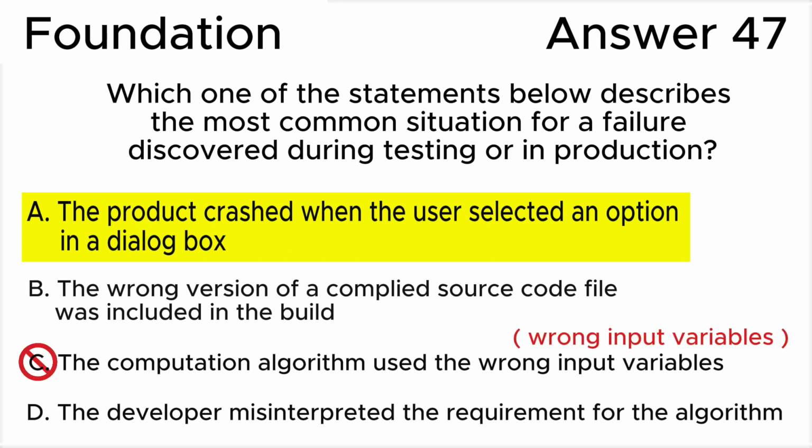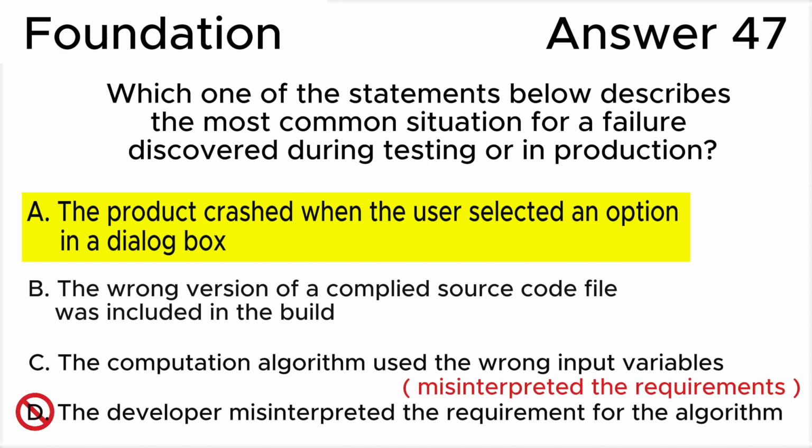Answer C is incorrect because using of wrong input variables may not result in a visible or noticeable failure. For example, if nobody uses this particular algorithm, or if the wrong input variable has a similar value to the correct input variable, or if the false result of the algorithm is not used.